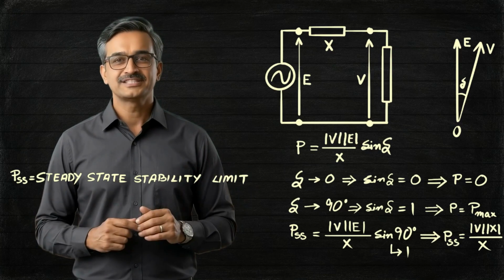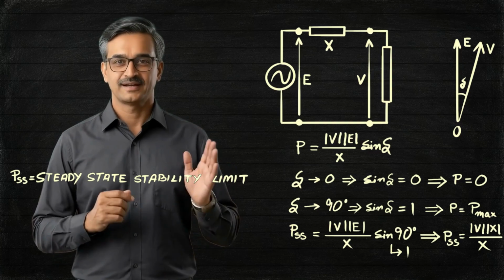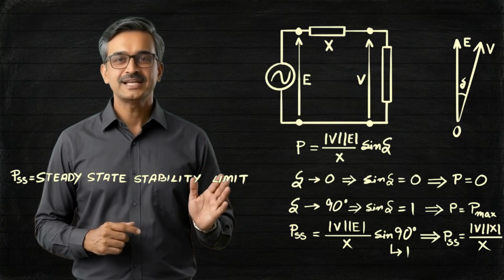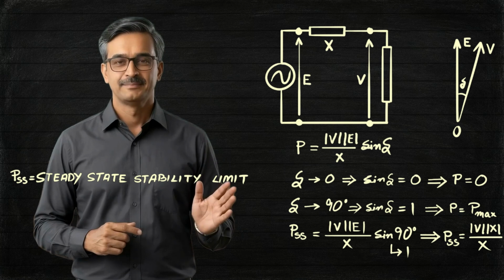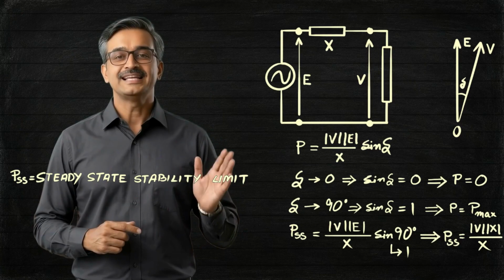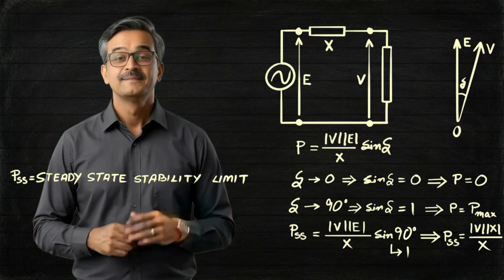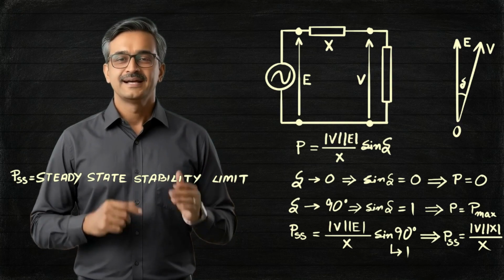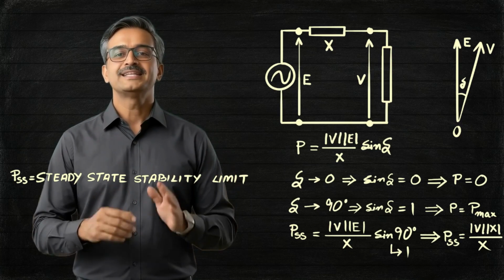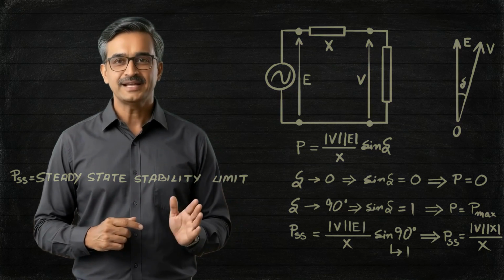Now suppose a disturbance occurs. For example, a short circuit, a sudden increase in load, loss of a transmission line, or a sudden change in mechanical input. During such disturbances, the rotor cannot immediately adjust its position. As a result, the load angle delta starts increasing rapidly. Sometimes, it may even exceed 90 degrees. If the angle continues to increase, the generator may lose synchronism with the system. Therefore, during transient conditions, we cannot safely load the generator up to the steady-state stability limit.